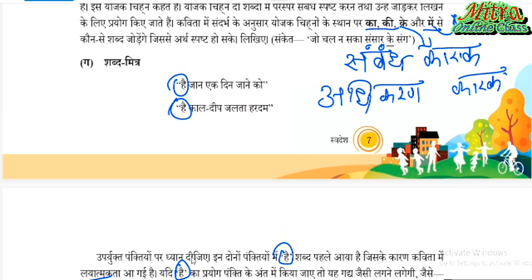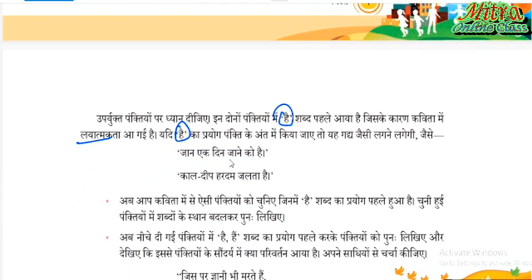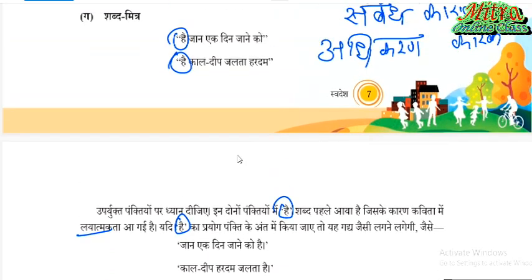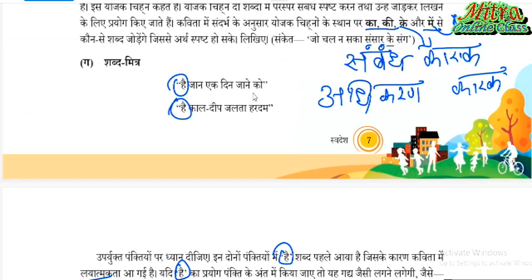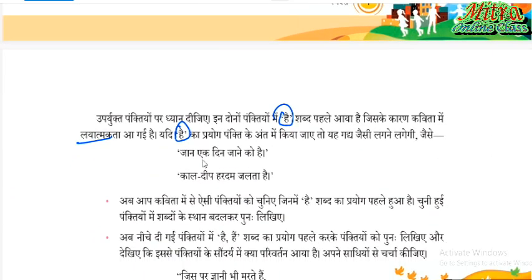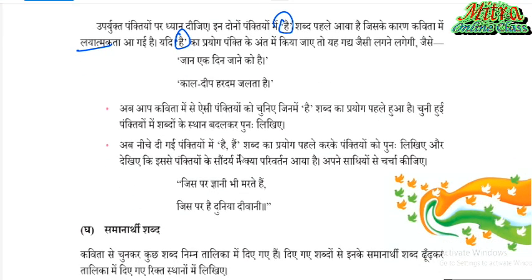See here. ज्ञान एक दिन जाने को है कालदीप हरदम जलता है. And see the difference here. है जान एक दिन को जाने का है कालदीप जलता हरदम. So you feel better with that है at the end of the sentence. So आपको इस कविता में ऐसी पंक्तियों को चुनिए जिसमें है शब्द का प्रयोग पहले हुआ है, चुनी हुई पंक्तियों में शब्दों के स्थान बदलकर पुनः लिखिए.